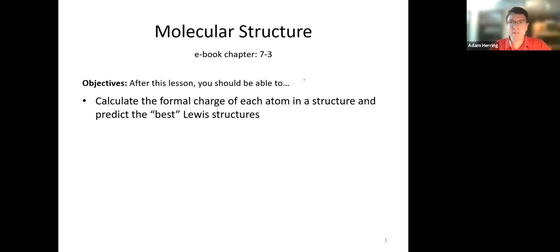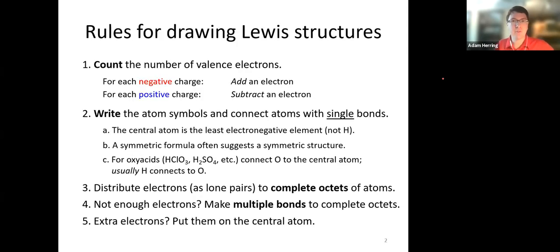Welcome back, everyone. In this video, we're going to talk more about drawing Lewis structures, and specifically, we're going to talk about using formal charge of an atom within a Lewis structure to predict which Lewis structure would be the best or the most stable. Let's review for ourselves the rules for drawing Lewis structures.